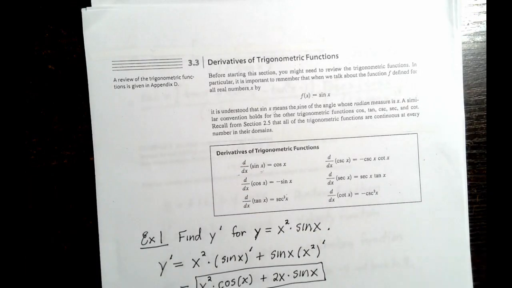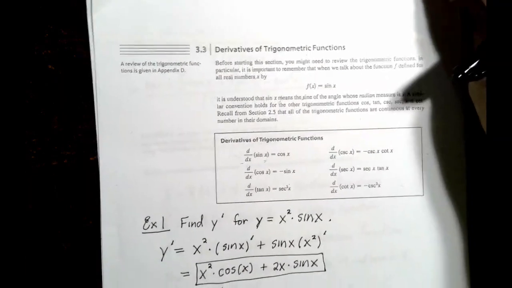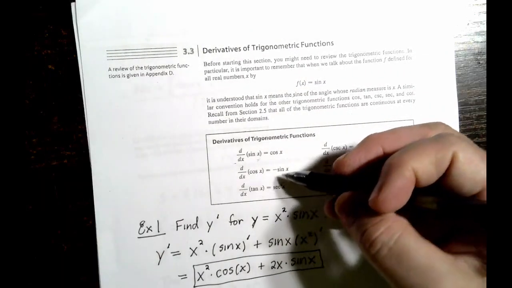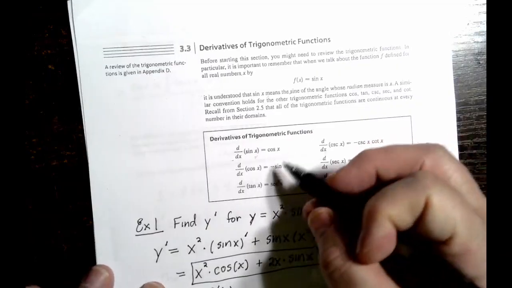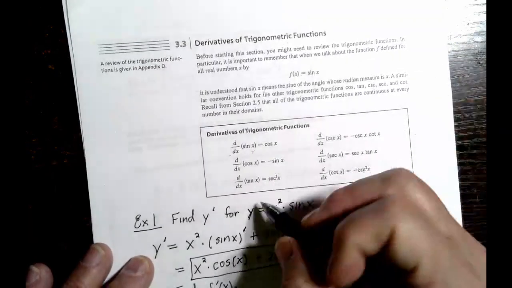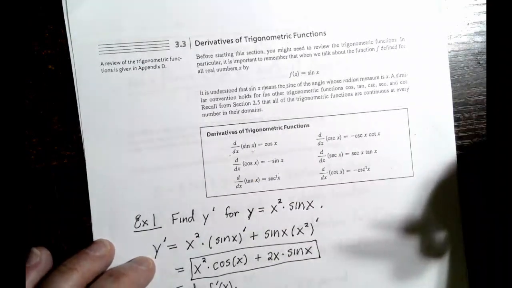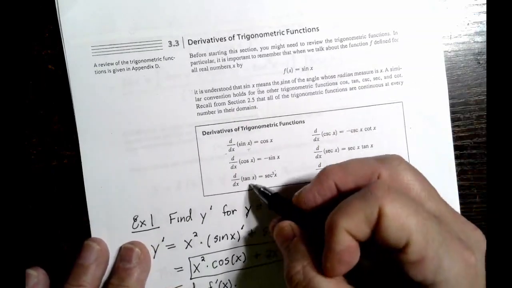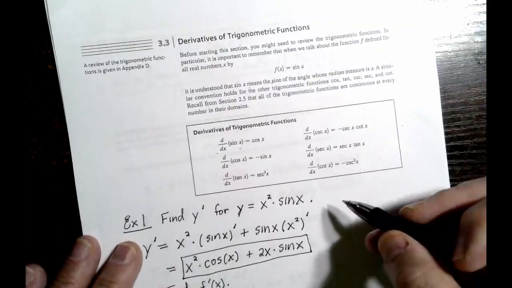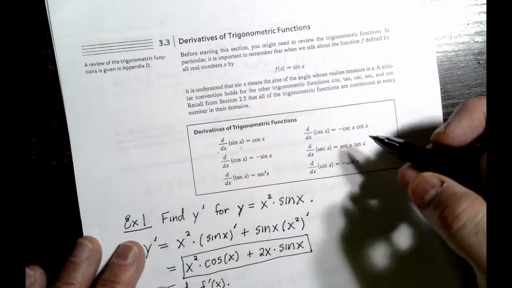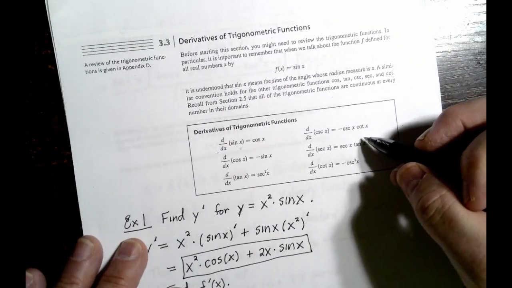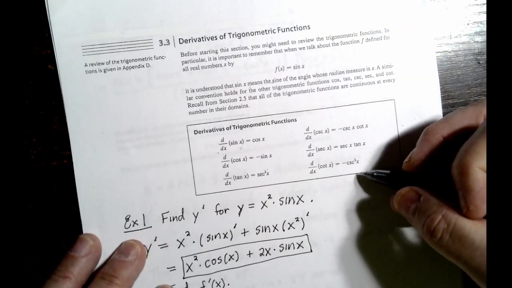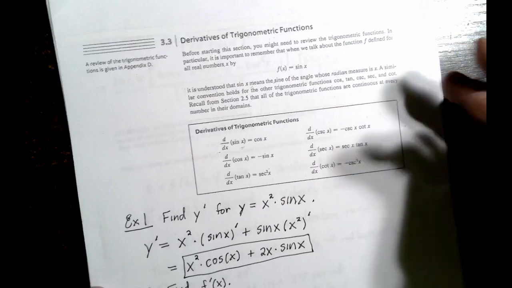Alright, in this section we talk about derivatives of trigonometric functions. And so here are the six trig functions. When you take the derivative of sine, you get cosine. When you take the derivative of cosine, you get minus sine. And then all the rest of these follow from those first two: derivative of tangent is secant squared, derivative of secant is secant tangent, derivative of cosecant is negative cosecant cotangent, and derivative of cotangent is negative cosecant squared.